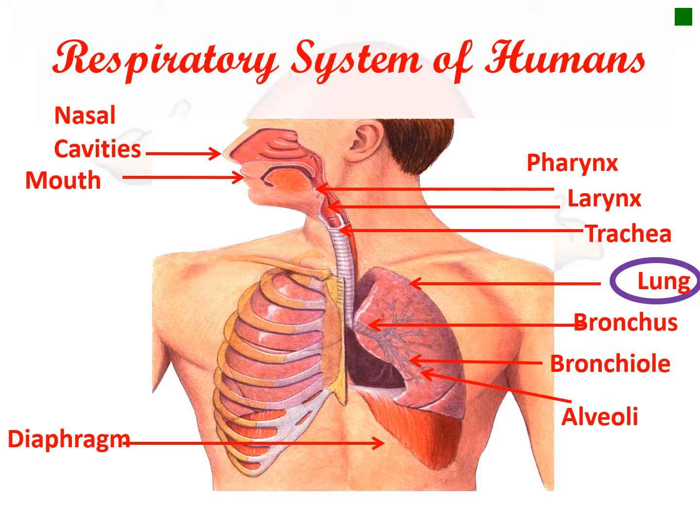The respiratory system is composed of different organs. These include the nasal cavities, the mouth, pharynx, larynx, the trachea, the lungs, the bronchus, the bronchiole, the alveoli, air sacs, and finally we have the diaphragm. So let's start with the first and the most important organ in the respiratory system, which is the lung.